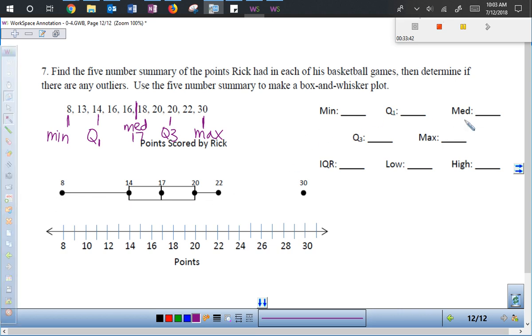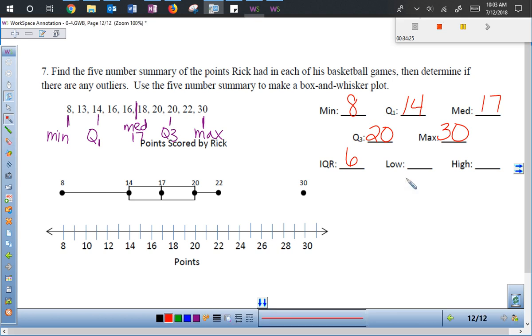Now, we just need to make sure we fill out this table. So we said the minimum was 8, the first quartile was 14, the median was 17, the third quartile was 20, and the maximum was 30. Now, we need to identify the interquartile range, the low, and the high. So remember, the interquartile range is my third quartile subtracting my first quartile. So my third quartile is 20, my first quartile is 14, so 20 minus 14 gives me an interquartile range of 6.